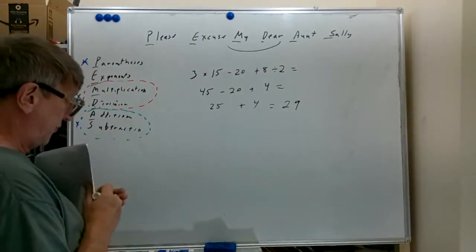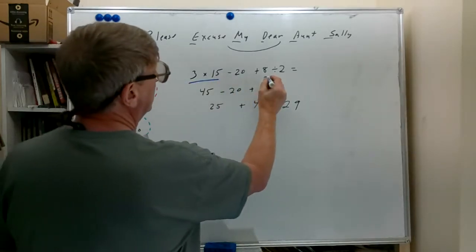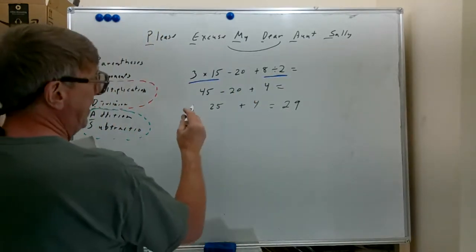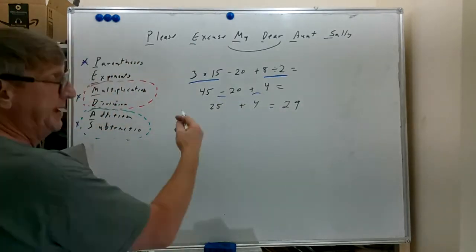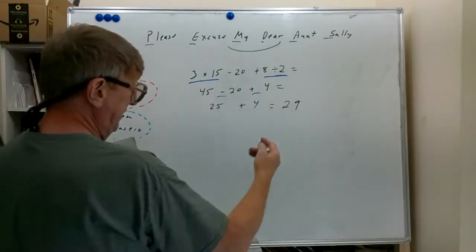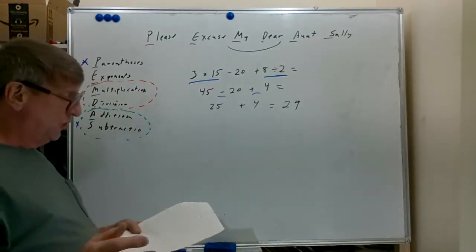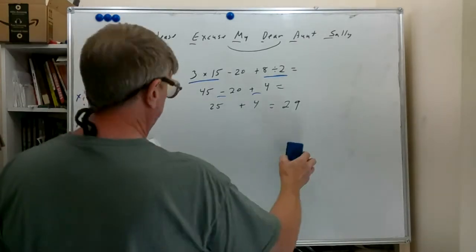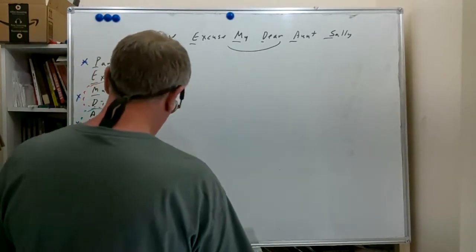So you can see we went through, in one pass we did the multiplications and the division. The next pass we did the additions and subtractions as we came to them. We came to a subtraction first, didn't we? We got 25, and then we added the 4, we got 29. It's important to get these orders of operations down to where you understand them well. We're going to do another example here.